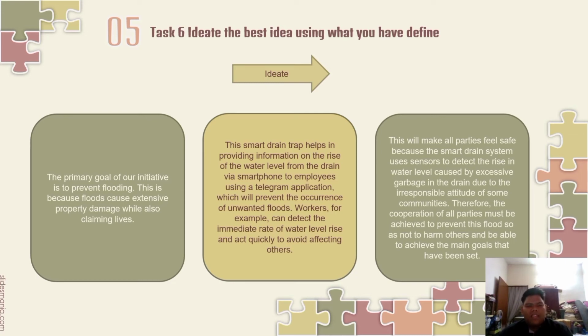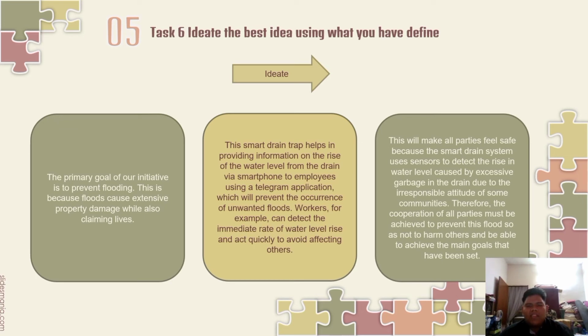The second one is the smart drain trap helps in providing information on the rise of the water level from the drain via smartphone to employees using a Telegram application, which will prevent the occurrence of unwanted floods. Workers, for example, can detect the immediate rate of water level rise and act quickly to avoid affecting others.